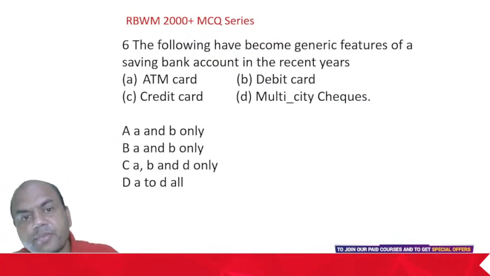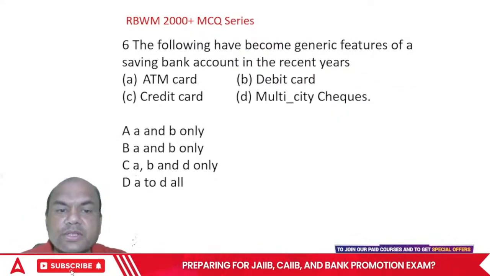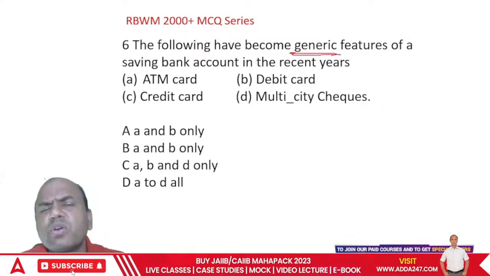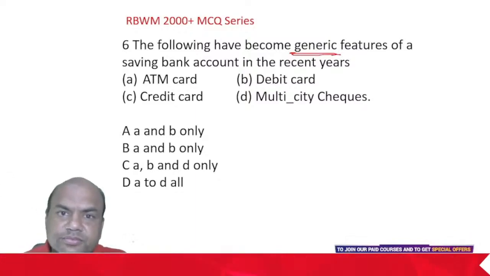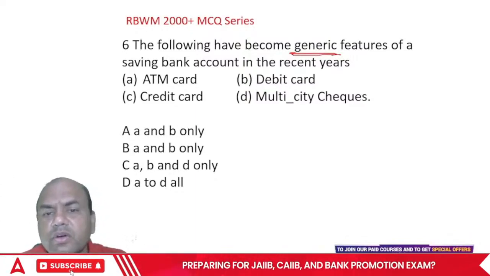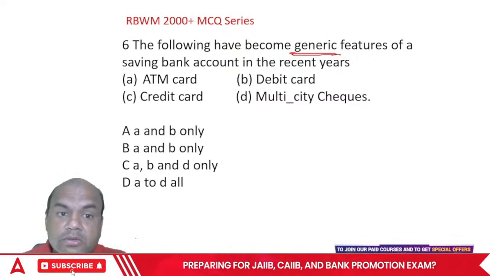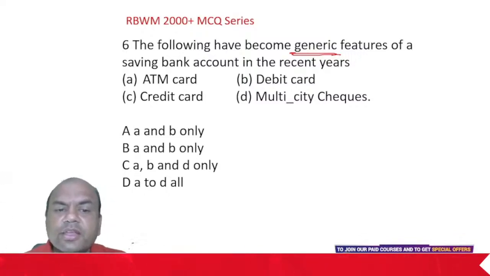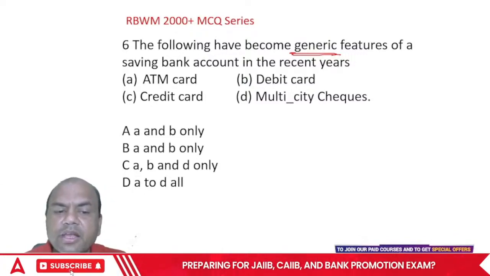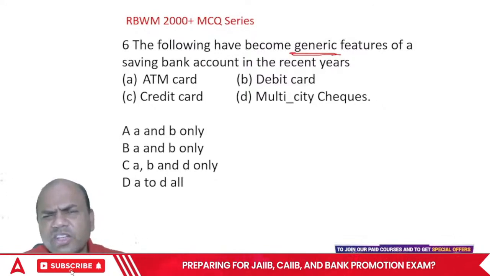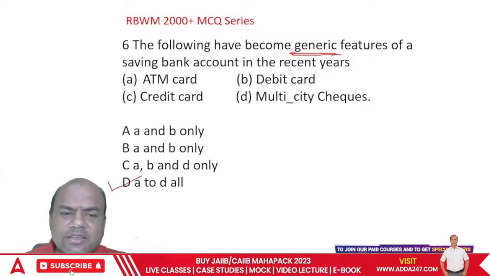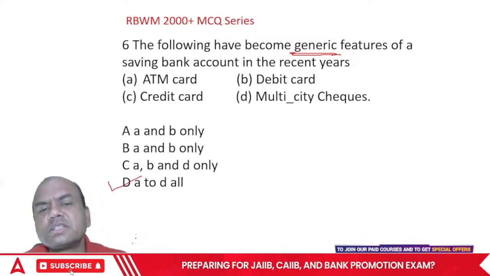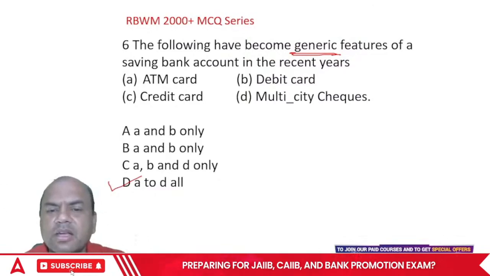Okay. The following have become the generic features in the savings bank account in the recent years. Generic features. Generic means common. So what? Means I am giving ATM card. So what? I am giving debit card. So what? Credit card. So what? Multi-city checks. So A and B only, A and B only, A, B and D, A to D all. All have become generic features nowadays, isn't it? There's nothing new in this. Everyone knows, every customer knows these all products now. ATM, debit, credit and multi-city.